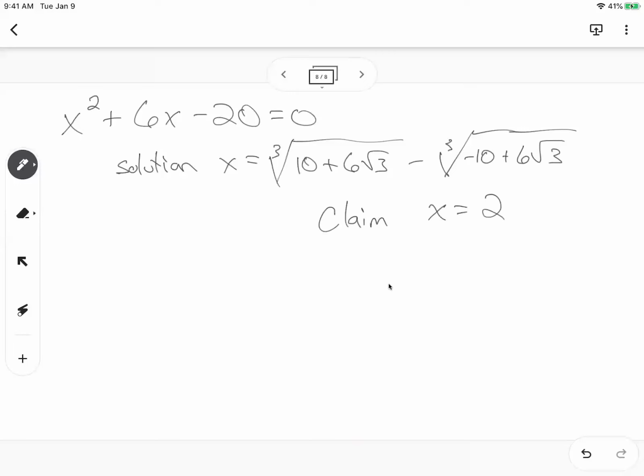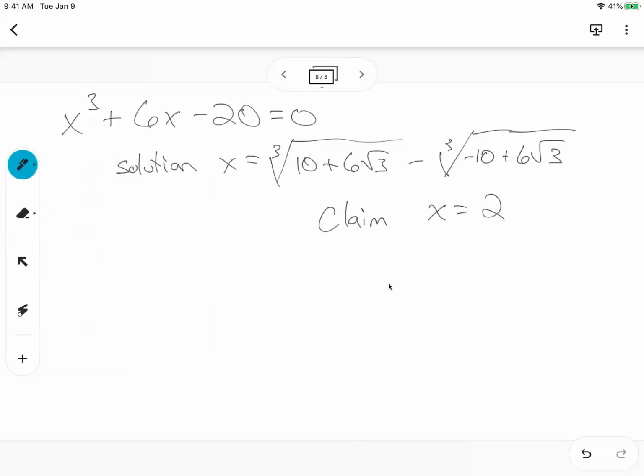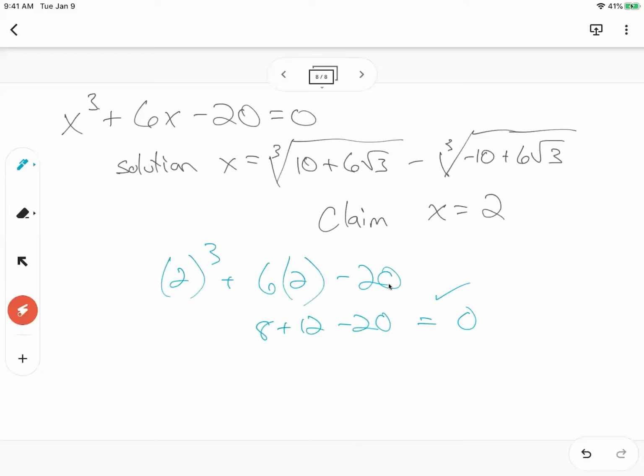And to convince yourself real quick that 2 is a solution, I did this again. This should be x cubed. To convince yourself that x equals 2 is a solution, just let's plug it in. 2 cubed plus 6 times 2 minus 20 is 8 plus 12 minus 20, that equals 0. Yes, so 2 is a solution. So we hope to prove that this up here is equal to 2.